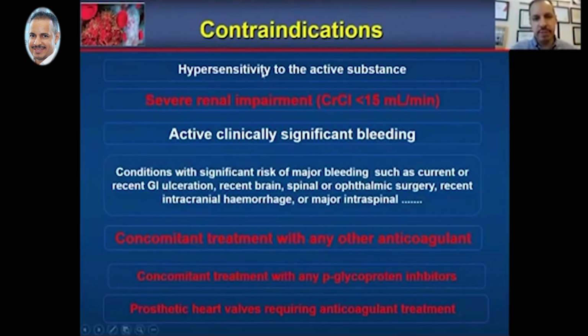Regarding contraindications, be careful if you have hypersensitivity to the active drug, or severe renal impairment less than 15, in which case switch to warfarin. Also active clinically significant bleeding, conditions with significant risk of major bleeding like GI ulceration, recent brain or spinal trauma, and concomitant treatment with any other anticoagulant. Very important: sometimes we don't need to combine DOAC with aspirin or clopidogrel. Many times, anticoagulant medication is adequate, but there are compelling indications for dual antithrombotic medication. Concomitant treatment with any P-glycoprotein inhibitor, and prosthetic heart valve requiring anticoagulant: we cannot use it, and antiphospholipid syndrome.